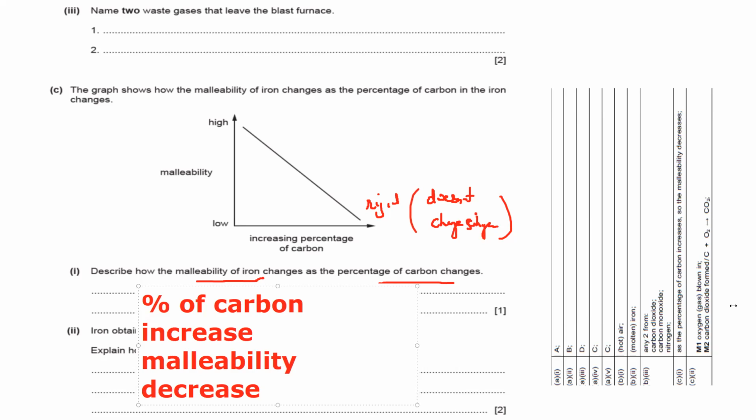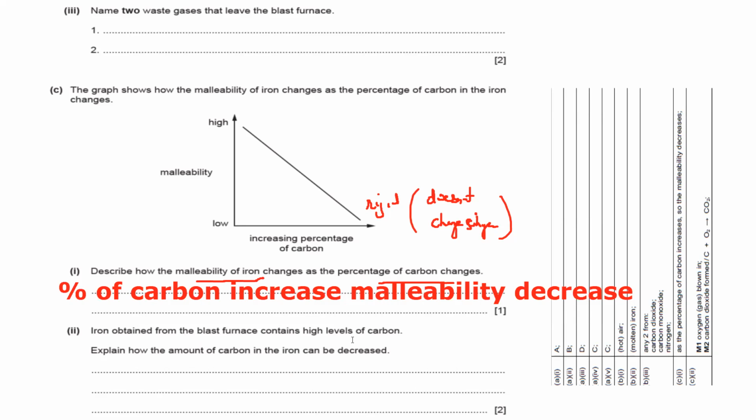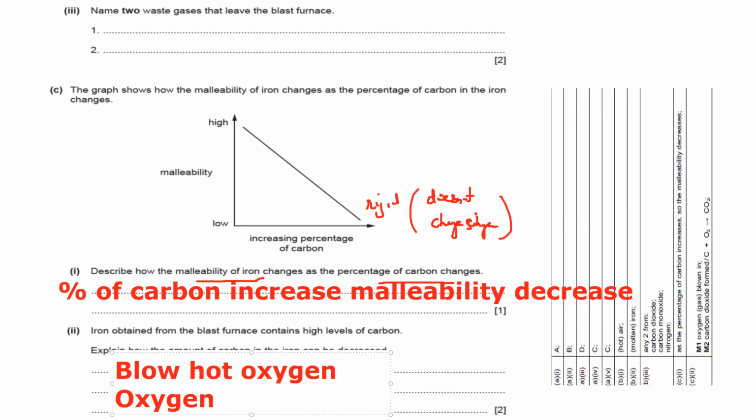And then explain: the iron obtained in the blast furnace contains a high level of carbon. How can the amount of carbon in iron be decreased? So how can we reduce or remove the carbon? This is related to the basic oxygen furnace. We can blow hot oxygen, and that oxygen reacts with the carbon to form carbon dioxide.